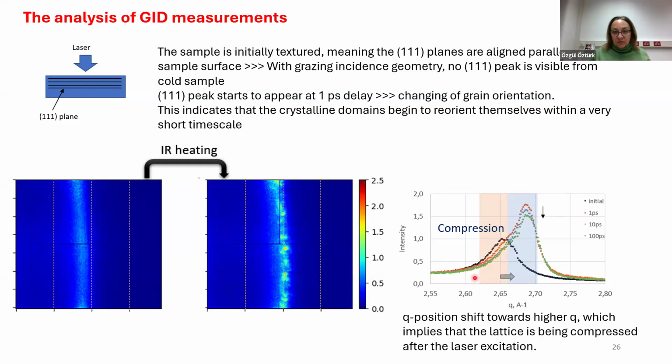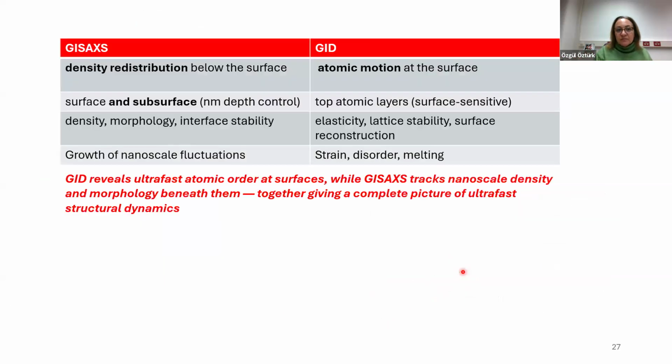So what do I learn from this? The crystalline domains begin to reorient themselves after the heating, after the laser pumping, within a very short time scale. With GISAXS, I get the information about the density distribution below the surface. I see the subsurface. I can see the growth of nanoscale fluctuations.